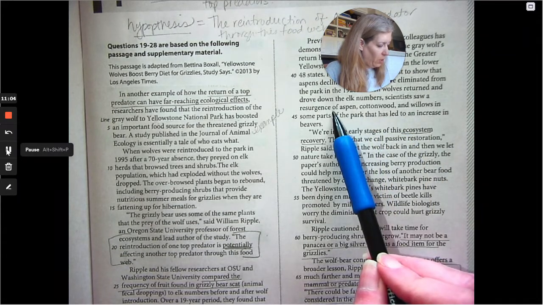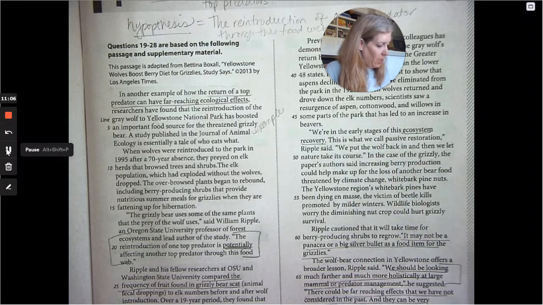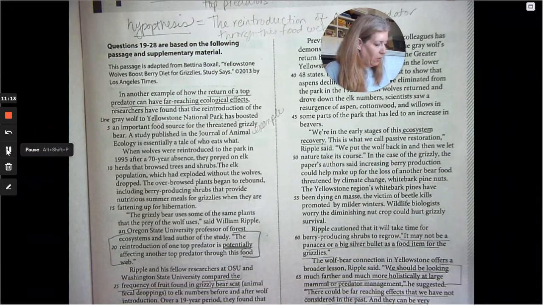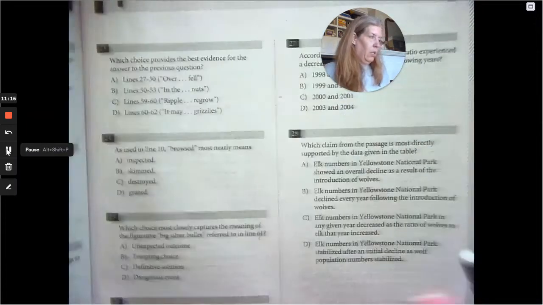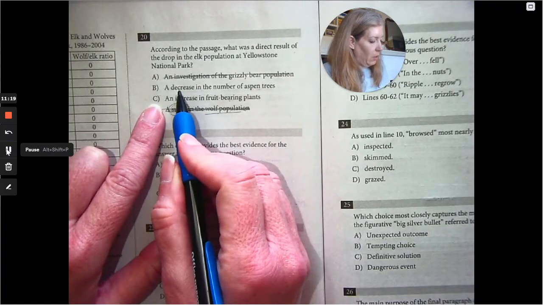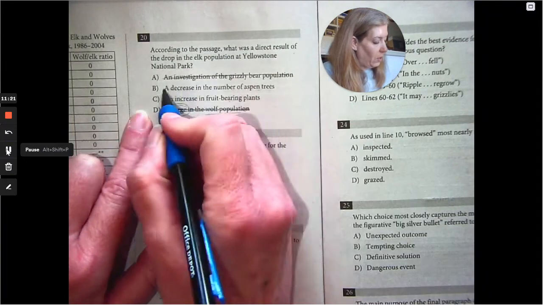Okay, when wolves returned and drove down the elk numbers, scientists saw a resurgence of aspen, cottonwood, and willows in some parts of the park that has led to an increase in beavers. Okay, no, so that's wrong. Okay.